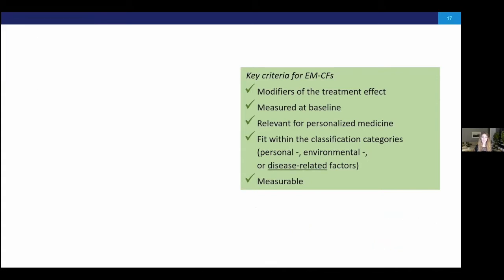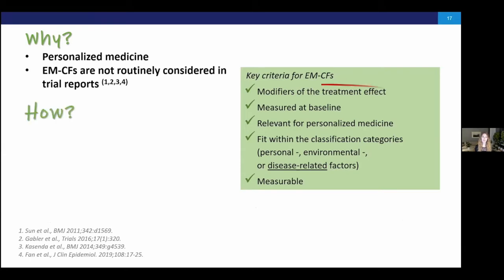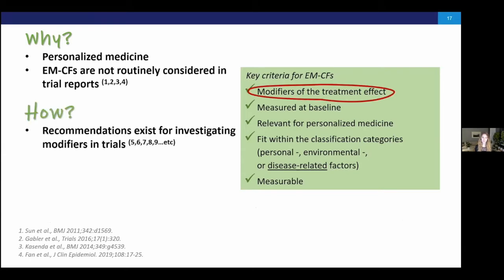Why is it important that we consider effect-modifying contextual factors? As we saw in the example, this can lead to important knowledge for clinical practice. However, analyses of effect modifiers are not routinely reported for trials, so facilitation is needed. How should these factors be accounted for in trials? Since this is based on a statistical concept, effect modifier, there exists a lot of guidance already. But what is lacking is clear guidance for which contextual factors should be considered.